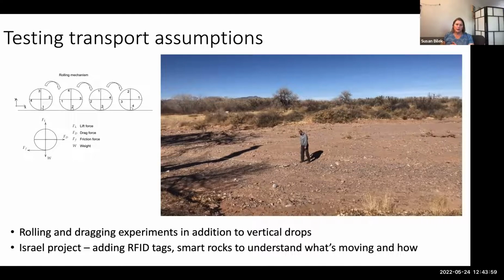As another data source, in our similar experiment setup in Israel, we've also put out some smart rocks that have embedded accelerometers in them, and also did some RFID tagging of some rocks in the channel so that we can better understand which rocks are actually moving during the floods, and with the accelerometer data, how they're moving during the flood events. So more data to come on some of these transport mechanisms that we use in these models.